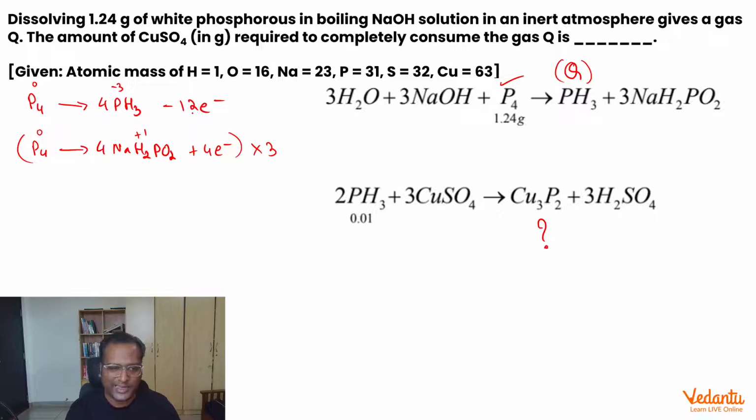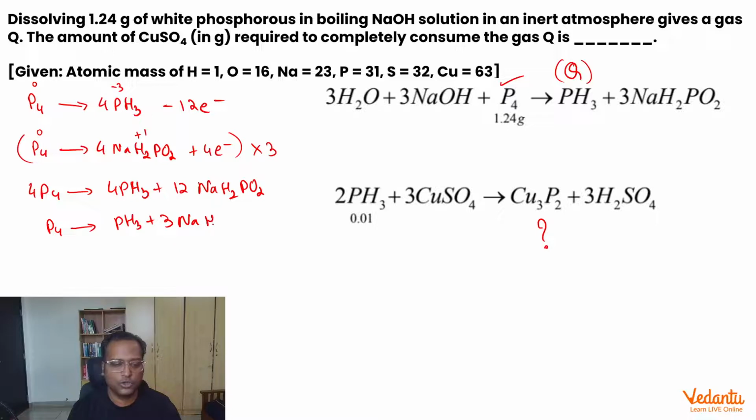So what do we do? We get rid of the number of electrons by cross multiplying the terms and we get 4P4 giving rise to 4PH3 and 12 NaH2PO2. 4 will get cancelled. You'll land up with P4 giving PH3 plus 3 times NaH2PO2. This is the half reaction balancing. Water and NaOH are not balanced. We don't need to balance them as well.